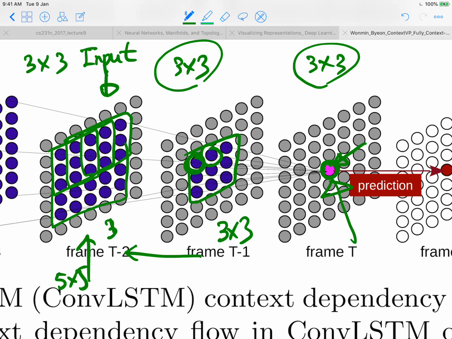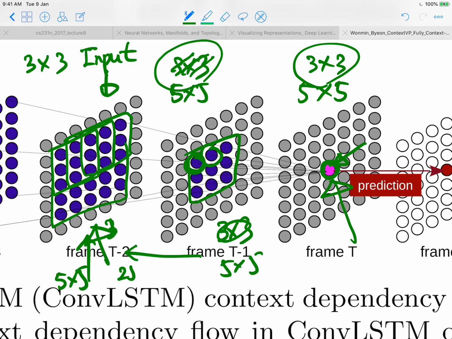Then let's think of some other cases. How about two stacked convolution layers using 5 by 5 filters? In this case, the first layer is 5 by 5. And what about here? Is it 25 by 25? Would that be correct?